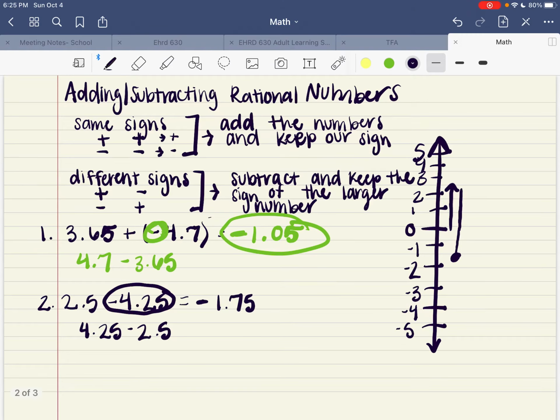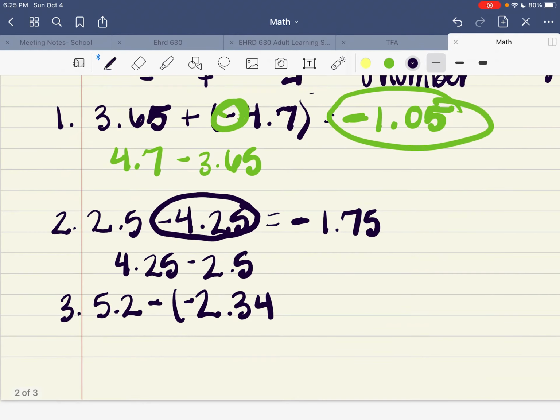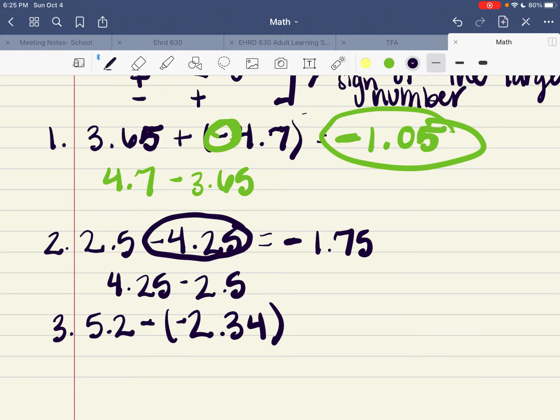Now, I'm going to go ahead and do one more. And I have 5.2 minus -2.34. You see this one down here. All right, so I'm looking at this, and I have 5.2 minus -2.34.